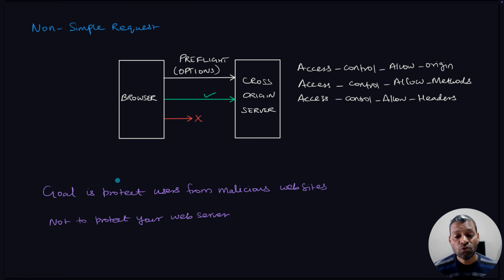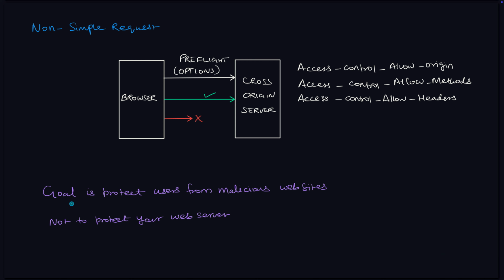Again, to reiterate the goal of CORS, or cross-origin resource sharing, is to protect users from malicious websites. This is not to protect your web server. This is all about protecting end users from malicious websites. Okay, so if someone is not using a browser client, if they are using some other server-side scripts or Postman or curl like a tool, then they'll still be able to send the request and process the response. But if they are doing the same thing from a browser, then they can't do it. That is because this is designed to protect the users of the browser from malicious websites. I hope this is clear.